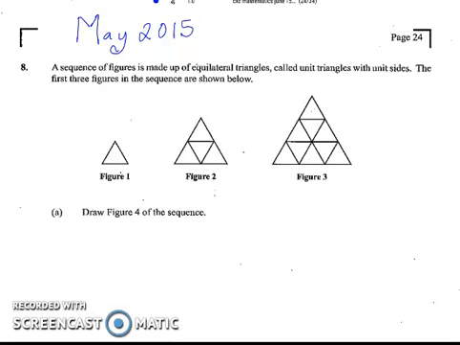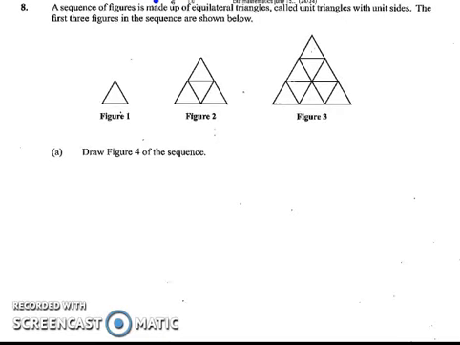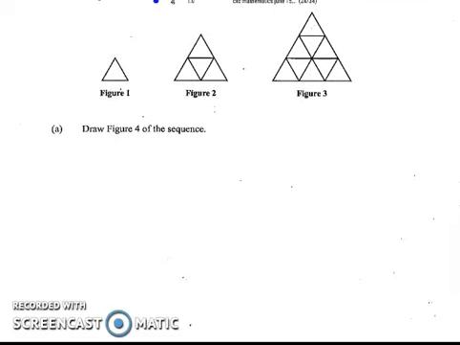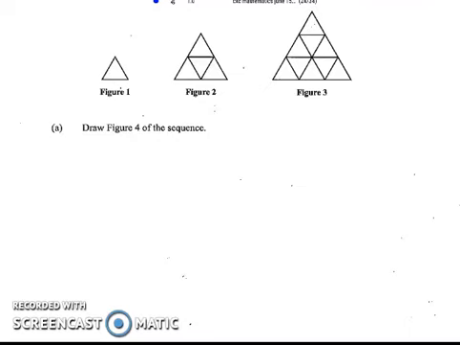Okay, this is May 2015, question number 8. It says a sequence of figures is made up of equilateral triangles called unit triangles with unit sides. The first three figures in the sequence are shown below. So the first thing we're asked to do, A, is to draw the fourth figure in the sequence.